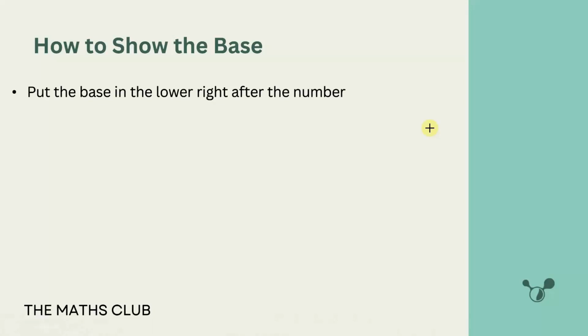Let's find out. It says that we should put the base at the lower right, after the number. So if the person sees this, they know that this person is working in what? In base 2. It's not 110 in base 10, it's 110 in base 2. If it says this, the person knows they are working in base 8. This 314 is in base 8. Same thing as this is in what?